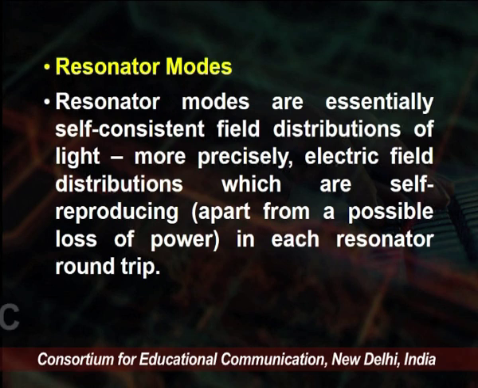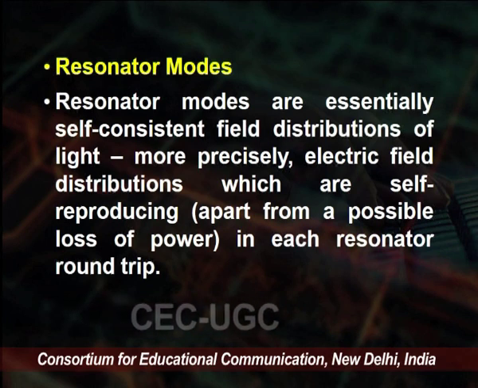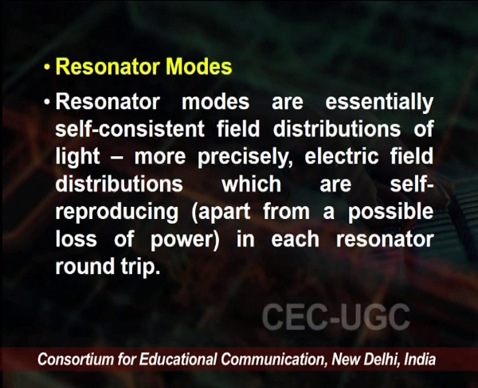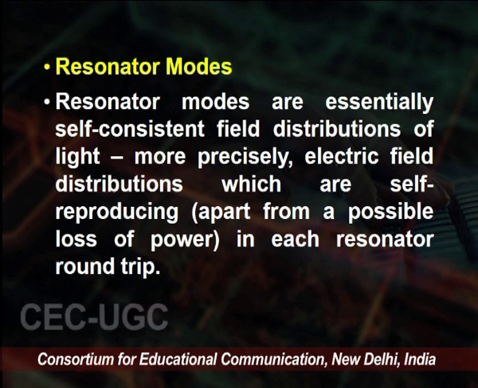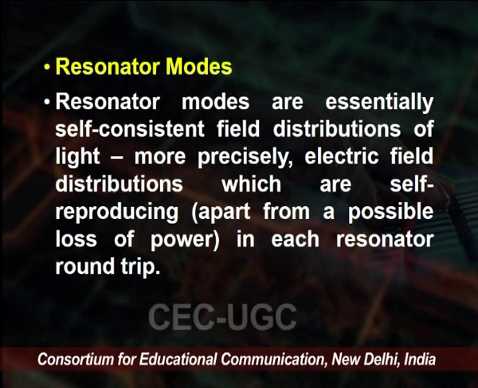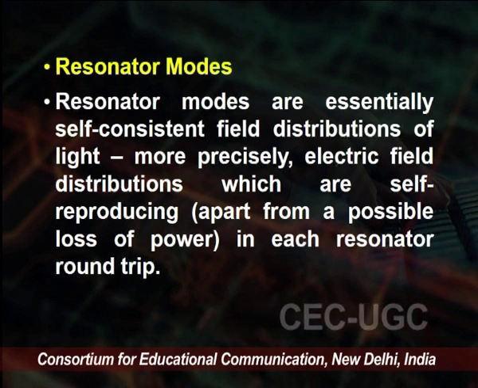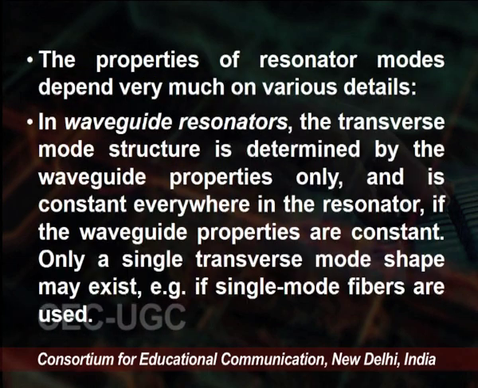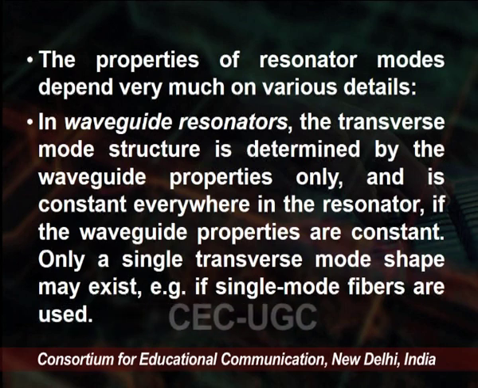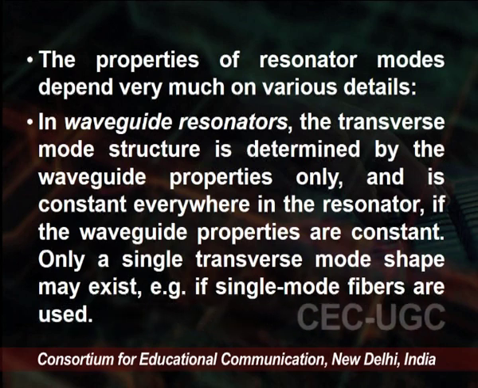Essentially these modes are self-consistent field distributions of the light, more precisely electric field distributions which are self-reproducing, apart from the possible loss of power in each resonator round trip. So, resonator modes are essentially self-consistent field distributions of the light. And the properties of the resonator mode depend very much on various details.